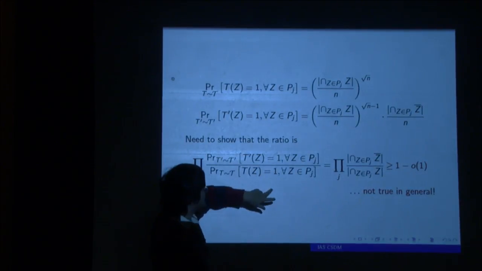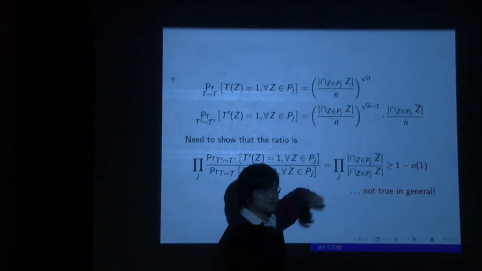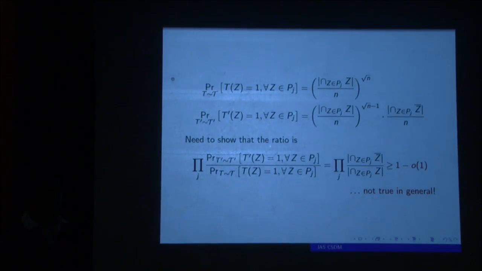This is the yes part. So this is the number of common zeros divided by the number of common ones, and you multiply over different PJs. If we can prove this is at least 1 minus little o of 1, we're done. Okay. But in general, this is not the case.